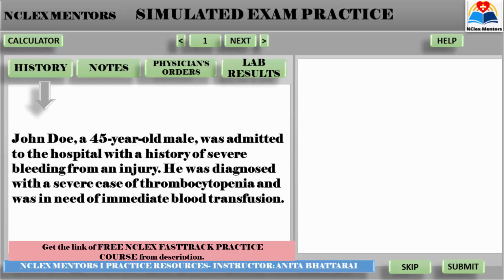These are examples of next-generation NCLEX case study questions, and they test the nursing knowledge and critical thinking skills in real-life scenarios. Next-generation NCLEX questions include multiple response, prioritization, delegation, and leadership questions, and alternative format questions.